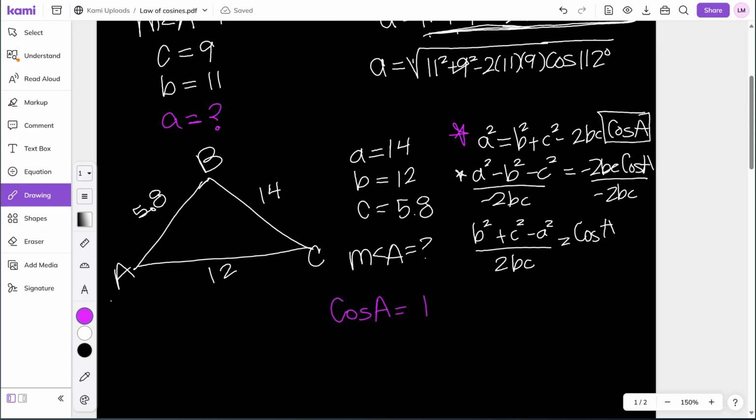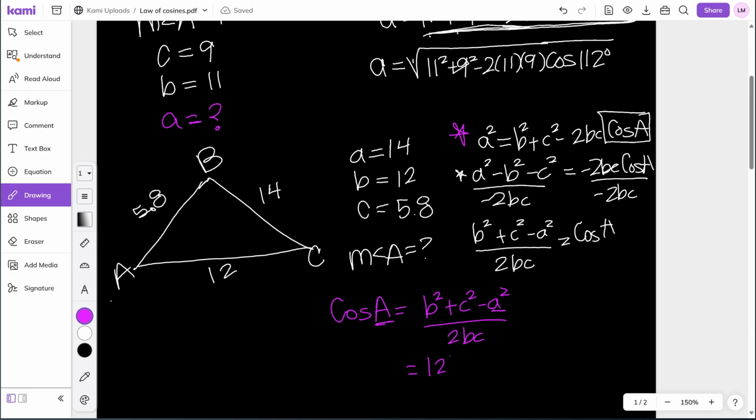All right, so B squared plus C squared minus A squared over 2BC. Notice the stuff that I'm given, the angle that I'm looking for. Here's the side that matches it, and then all the other ones are the other two. All right, so let's plug this stuff in. So plug and chug problem.